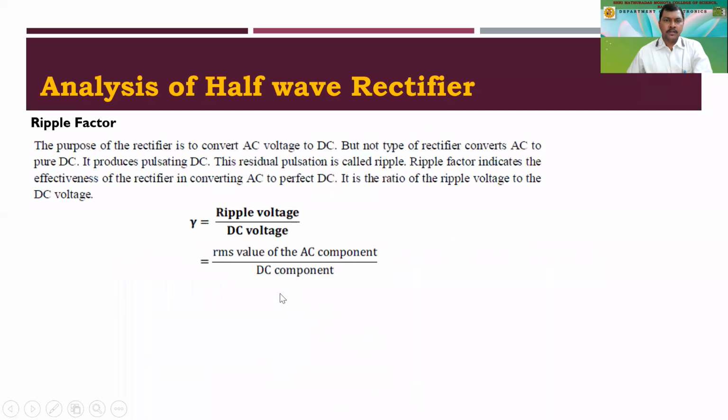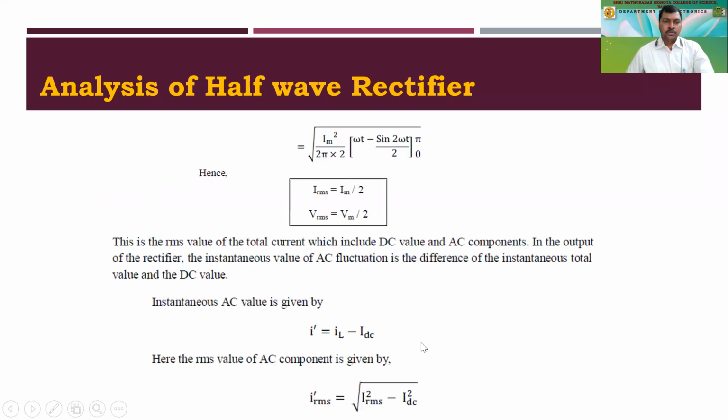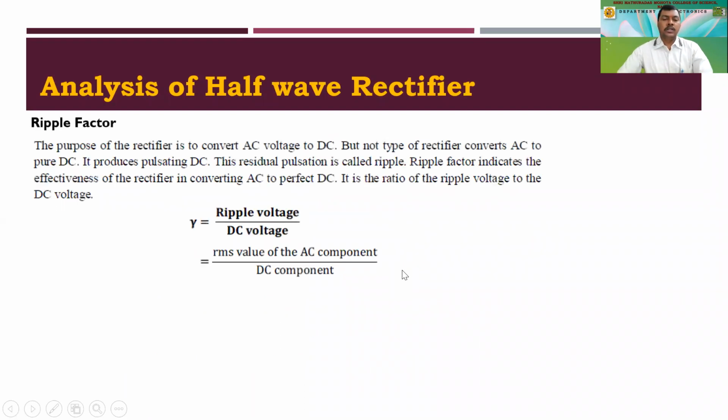So this is for the ripple factor. The ripple factor is another parameter of the AC wave that we have. So this is for IRMS and VRMS, and then the ripple factor. The ripple factor is defined as the ratio of ripple voltage to the DC voltage. The purpose of a rectifier is to convert AC voltage to DC, but no type of rectifier converts AC to pure DC, right? A rectifier does not give you pure DC. It produces pulsating DC. This residual pulsation is called ripple.